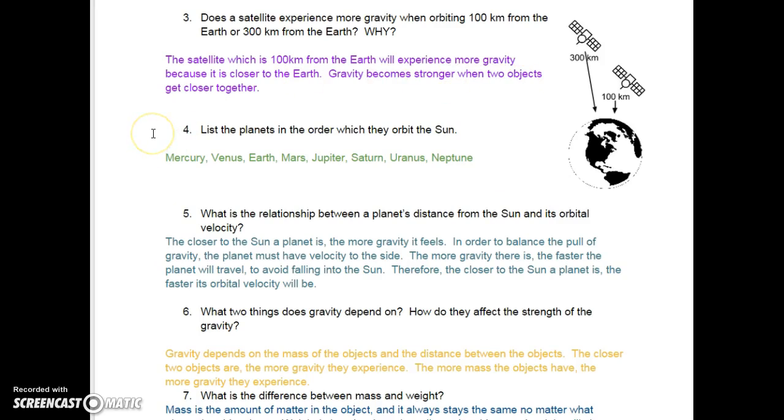Number 4, you want to be able to know the order of the planets. Okay, I'm not going to ask you to reel it all off, but you need to recognize where the planets fall. Mercury, Venus, Earth, Mars, Jupiter, Saturn, Uranus, Neptune. This is going to be important because remember that a planet's distance from the sun determines its orbital velocity.